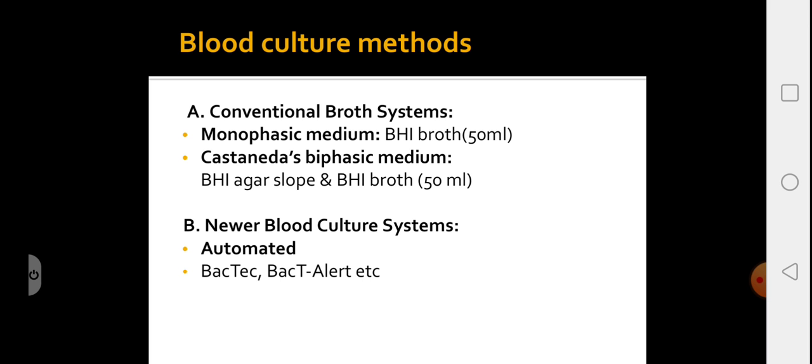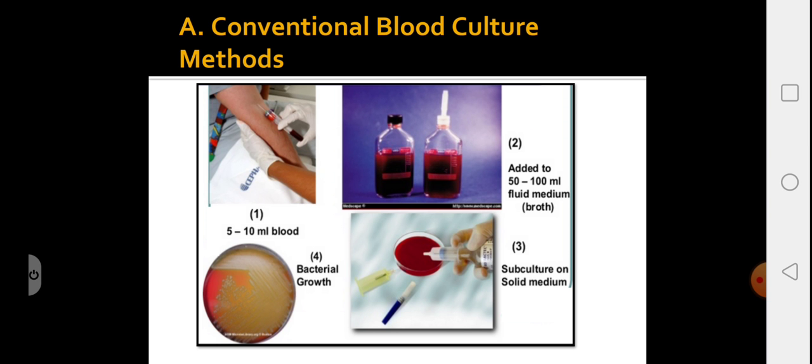Looking into blood culture methods, there are conventional and newer automated methods. Conventional methods use monophasic media, that is BHI broth 50 ml volume, or a biphasic media. And automated blood culture systems include BACTEC and BacT/ALERT bottles. We'll be looking into what they are. First, let us know about the conventional blood culture method.